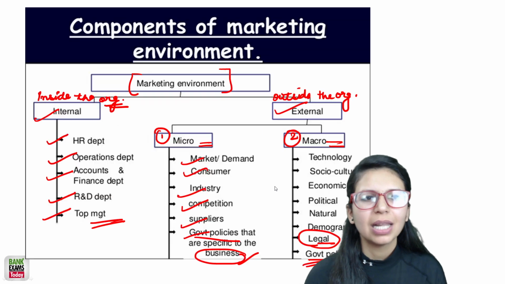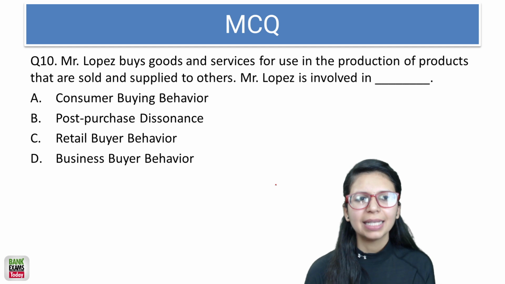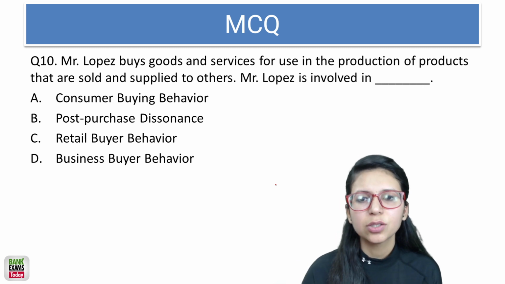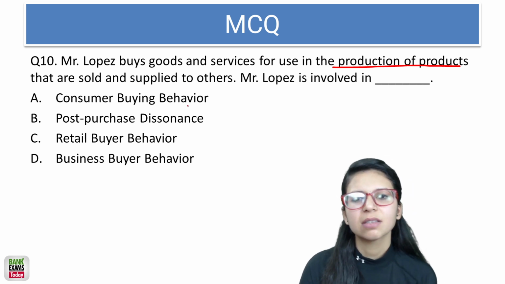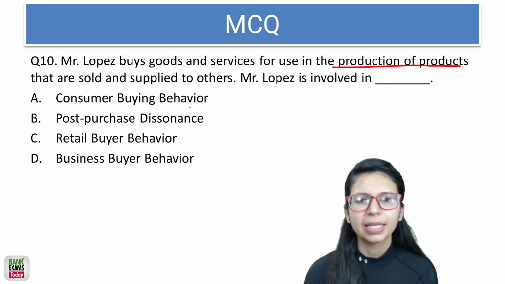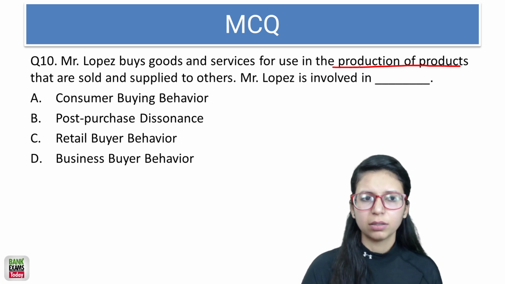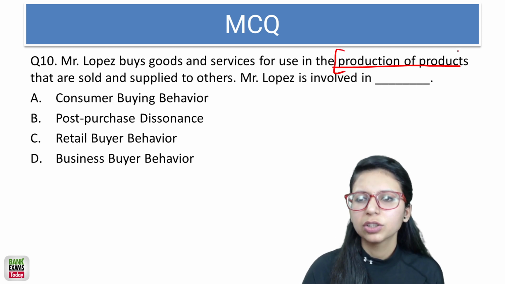Okay, let's move on to our last question. Mr. Lopez buys goods and services for use in the production of products. Now, read it carefully. It is used in the production of the products that are sold and supplied to others. So, Mr. Lopez is involved in dash. Now here you have to keep this in mind, that the goods or services are used in the production of the products.